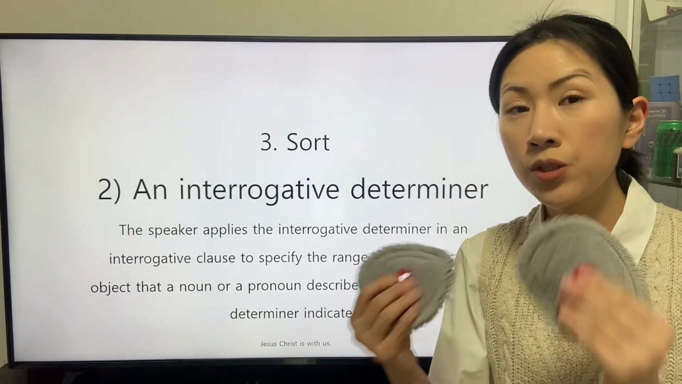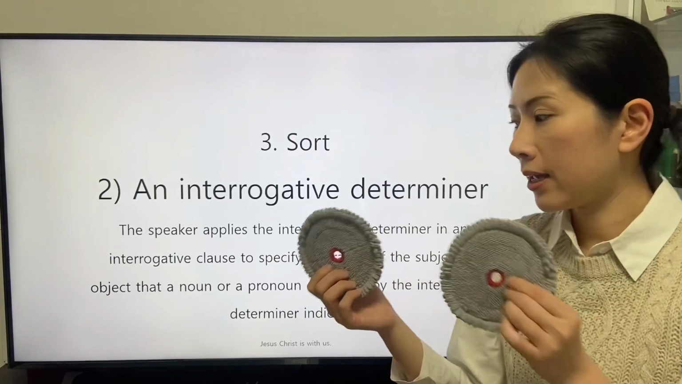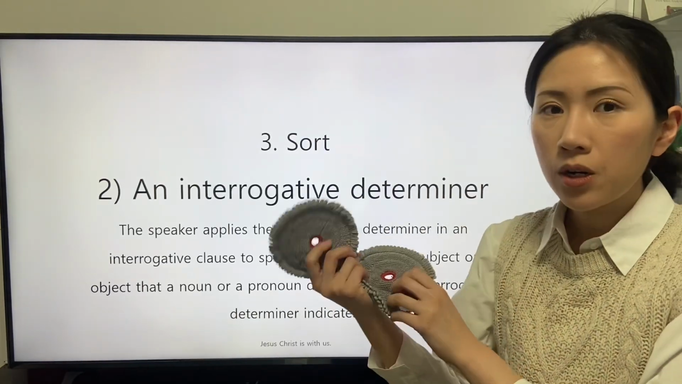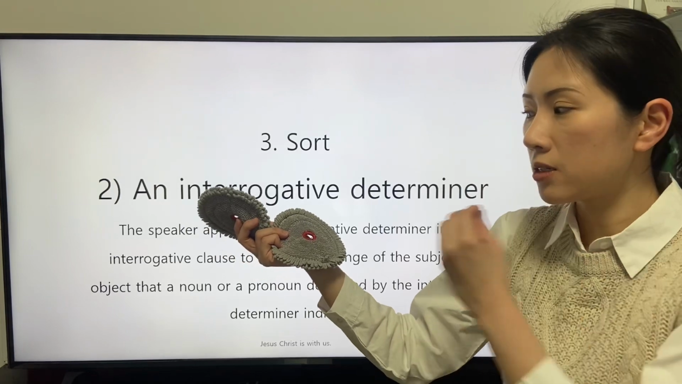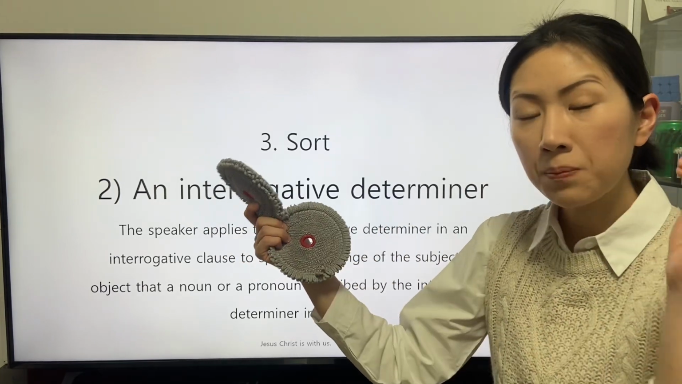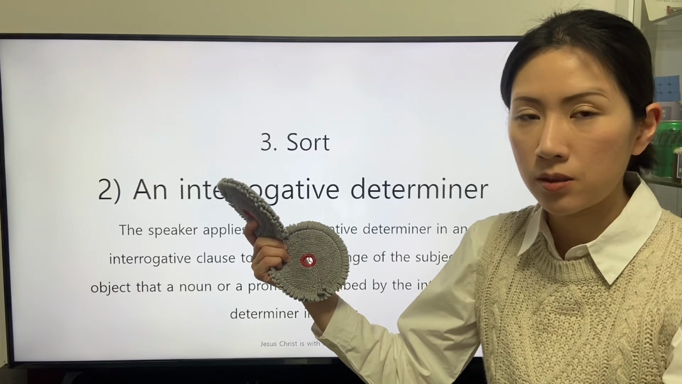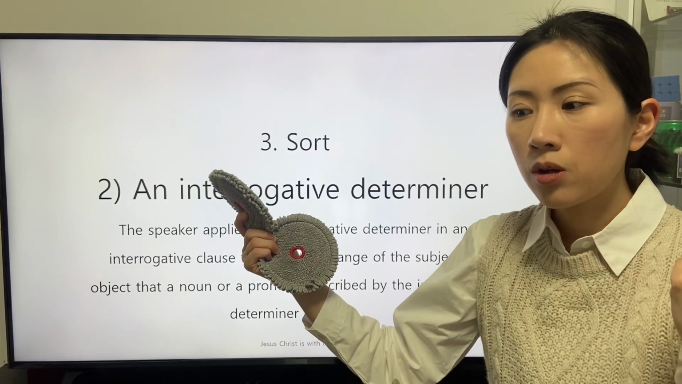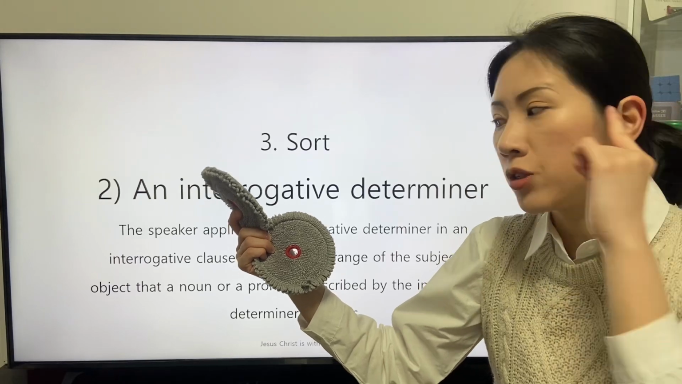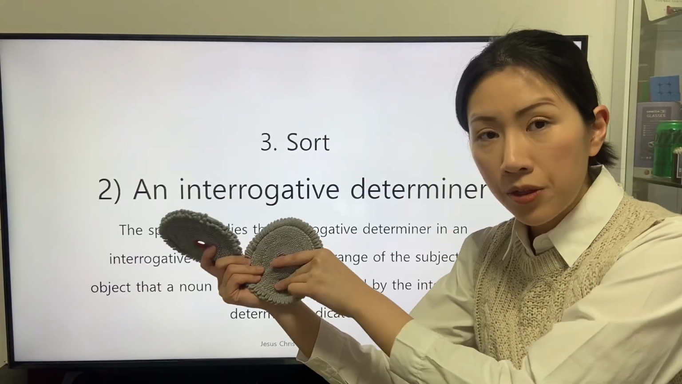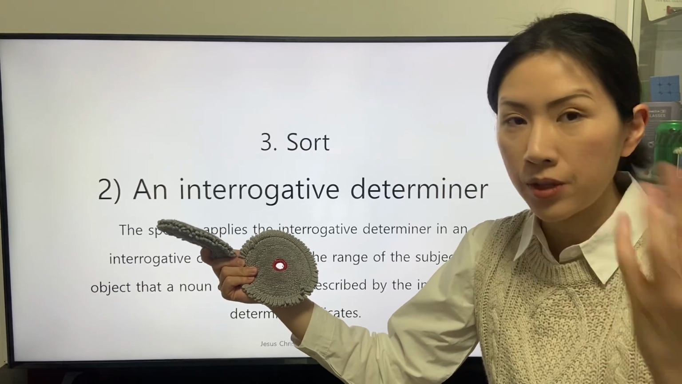There are two clauses, and the speaker who intends to indicate the clause 1 applies the indicative determiner this. So the intention of the speaker who intends to indicate this clause is clarified with the indicative determiner this.